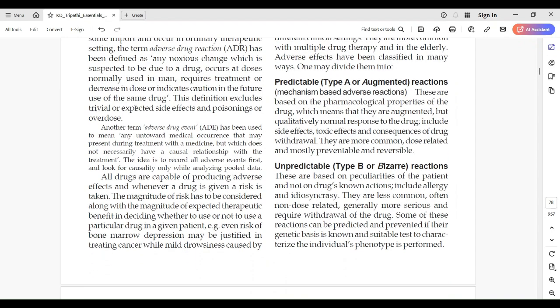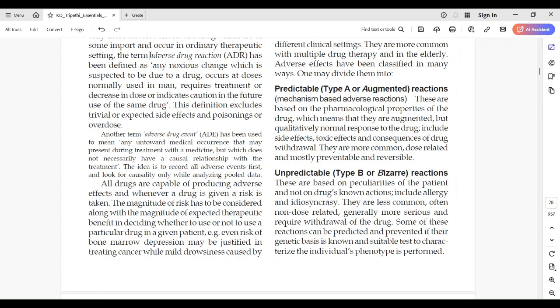Then another term is adverse drug event. So what does this mean, adverse drug event? It means any untoward medical occurrence that may present during treatment with the medicine, but which does not necessarily have a causal relationship with the treatment.